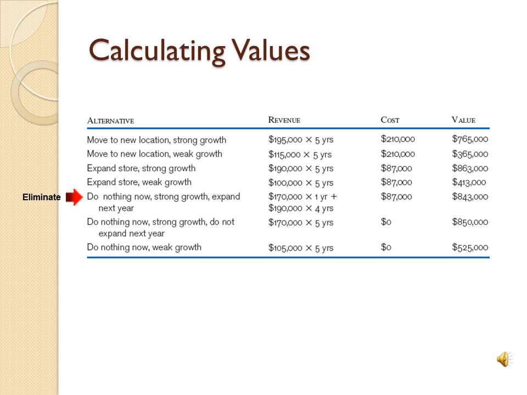Looking at the rightmost values in this table, you'll see that if we do nothing now and then expand in year 2 due to strong growth, we make less than if we do nothing for all 5 years. So we can totally eliminate that choice, and I've indicated that in the table on this slide.